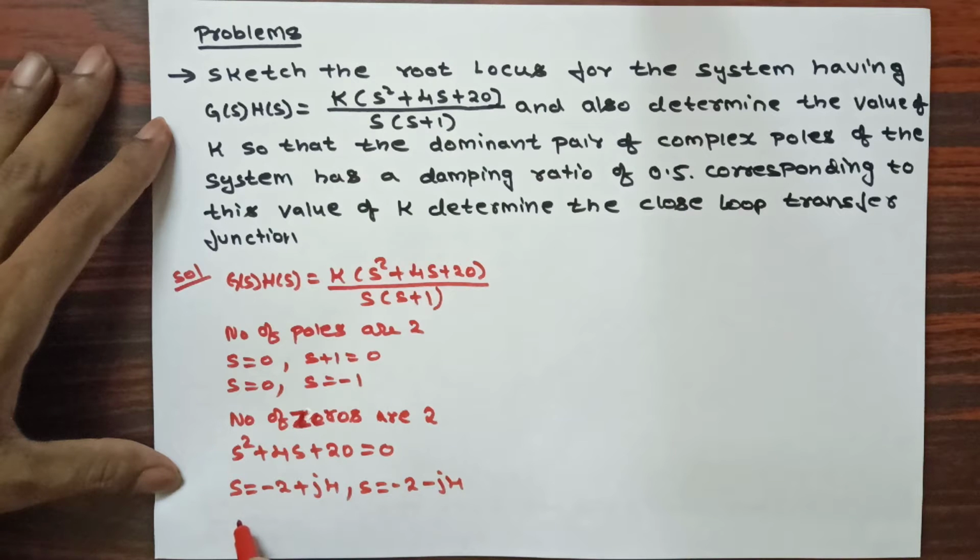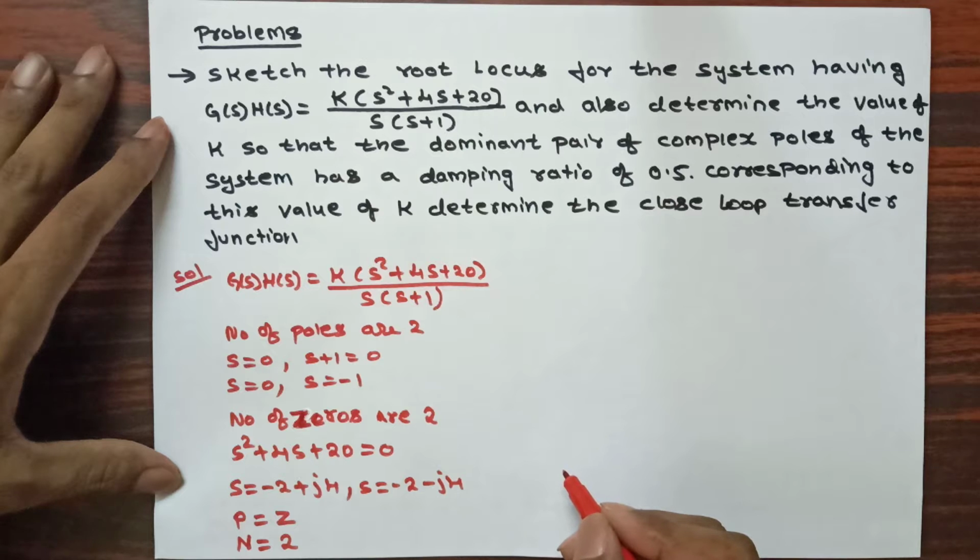Now we can see the number of poles is equal to the number of zeros, therefore the number of branches, capital N, is equal to 2. Next we are going to plot the pole-zero plot, and then we are going to identify the root locus path.